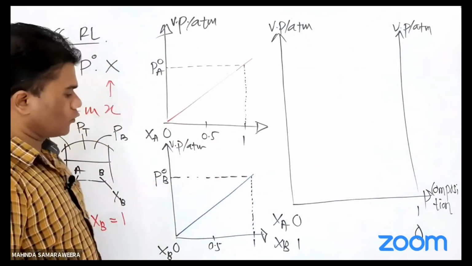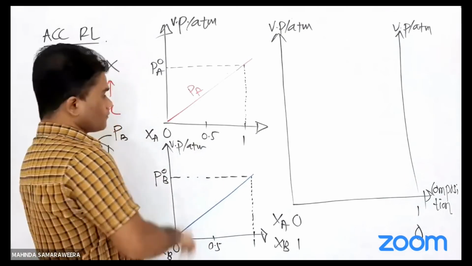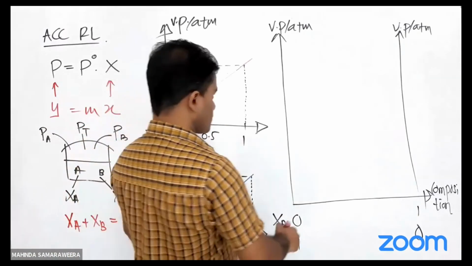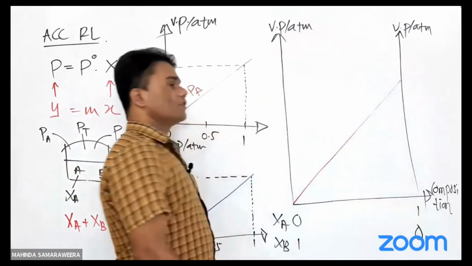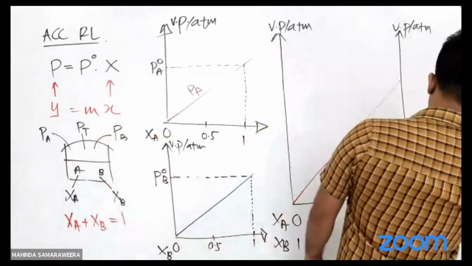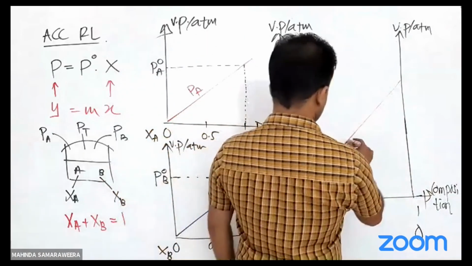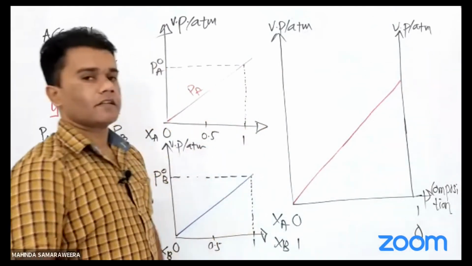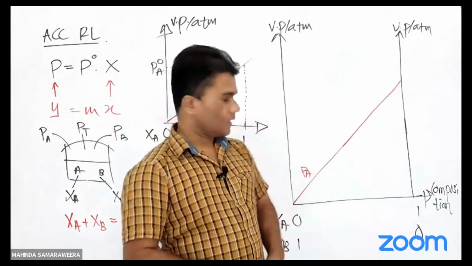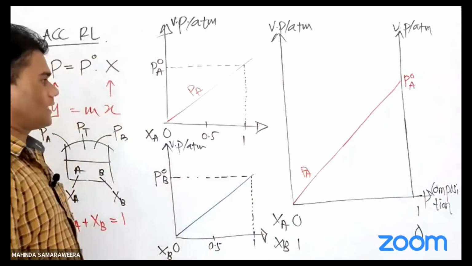Now look at this. I'm going to represent how PA varies here. This is the variation of PA, vapor pressure of A, with respect to mole fraction of A. For A, the origin is XA equals 0. Then it varies linearly like this. Can you see that? That's the variation of vapor pressure of A, PA, with respect to mole fraction of A. Then when XA is 1, the vapor pressure is P naught A, the saturated vapor pressure of A. That's the story for A.